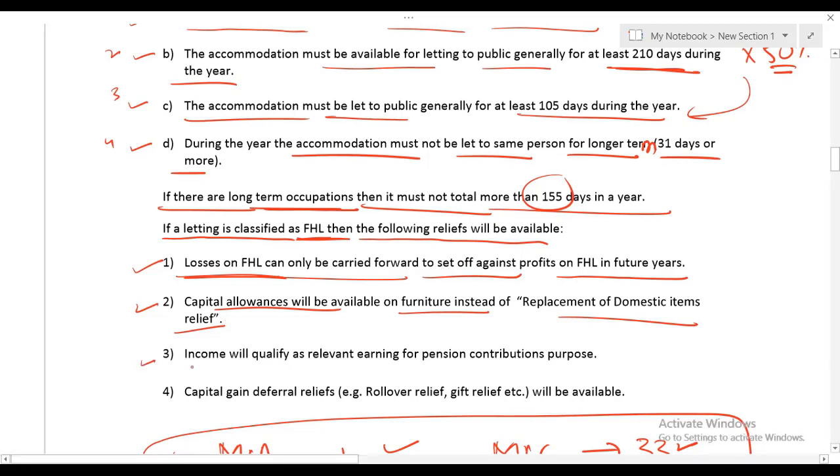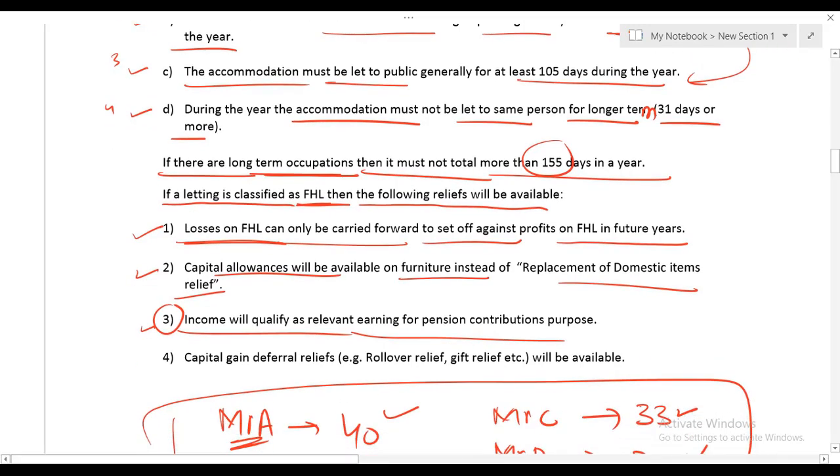Third, income will qualify as relevant earnings for pension contribution. For pension contribution, this income is treated as relevant income. But for understanding point number 3, you have to wait for the topic of pension. When inshallah we'll be discussing the topic of pension, then you will come to know what is actually meant by this point number 3, that income will qualify as relevant earnings. What do you mean by this? For that you have to wait.